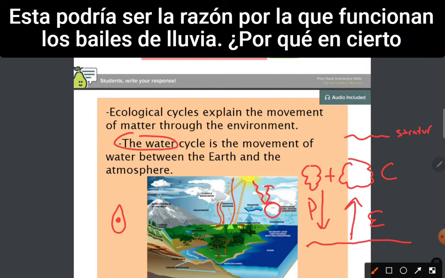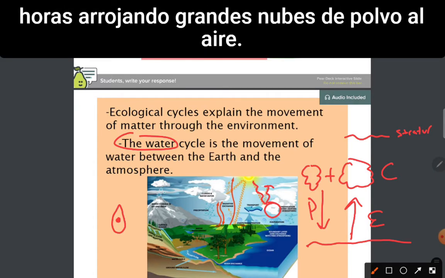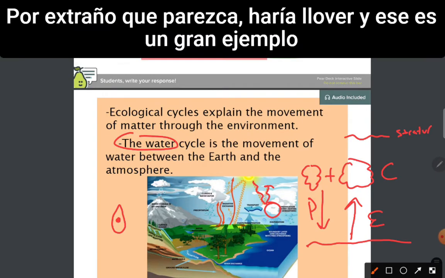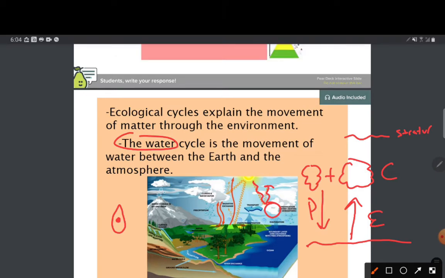This might actually be why rain dances work, why in certain indigenous tribes they would dance and dance and dance for hours, throwing large clouds of dust into the air. Oddly enough, it would make it rain. And that's a great example of how sometimes superstitions are proven true by science.